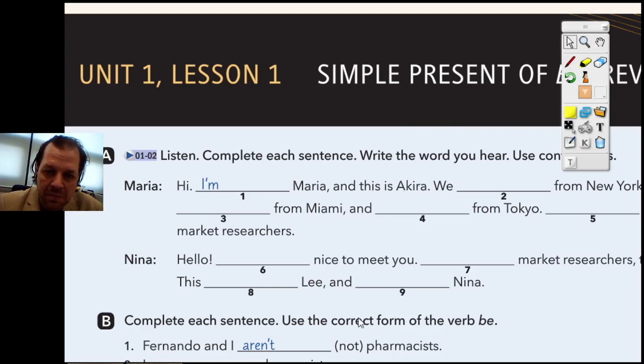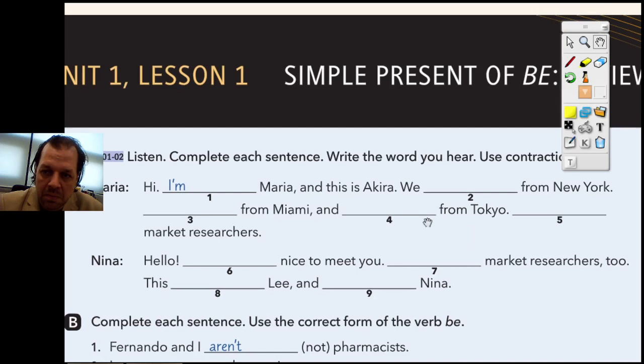Hi, I'm Maria, and this is Akira. We aren't from New York. I'm from Miami, and he's from Tokyo. We're market researchers. Hello. It's nice to meet you. We're market researchers too. This is Lee, and I'm Nina.